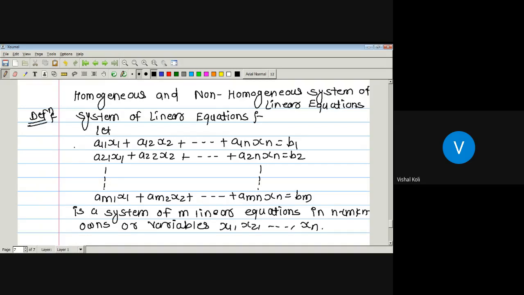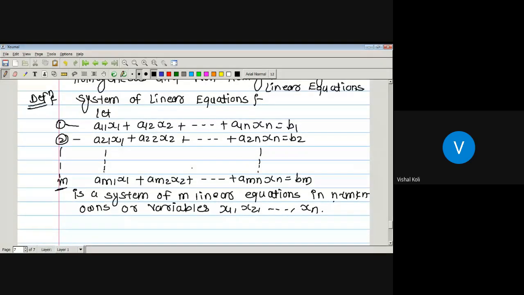Okay, so this one is nothing but our first equation, this will be second, and this one will be the last one, which is nothing but the mth one. So here we have m linear equations. Linear means the degree of each of the unknowns x1 to xn is 1. So this will be a system of m linear equations in n unknowns. Here we have to find out the values of x1, x2 up to so on xn which satisfy these m equations simultaneously. That one is nothing but the solution of a given system of linear equations.